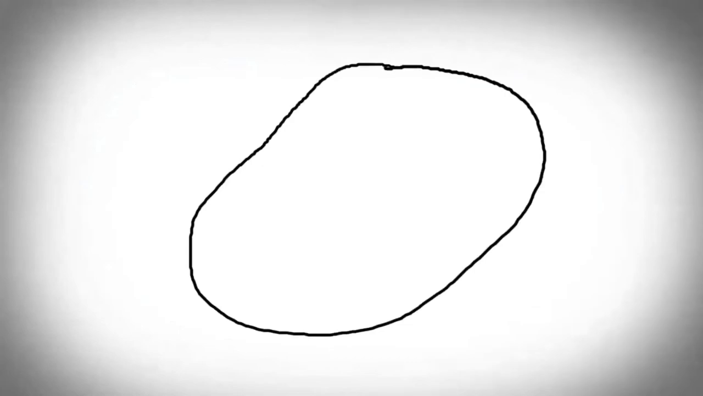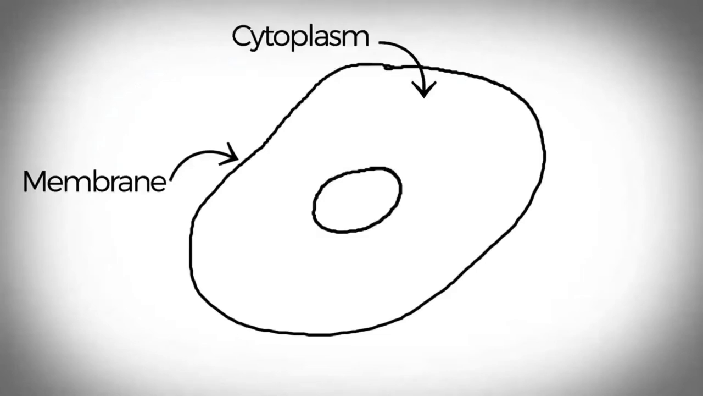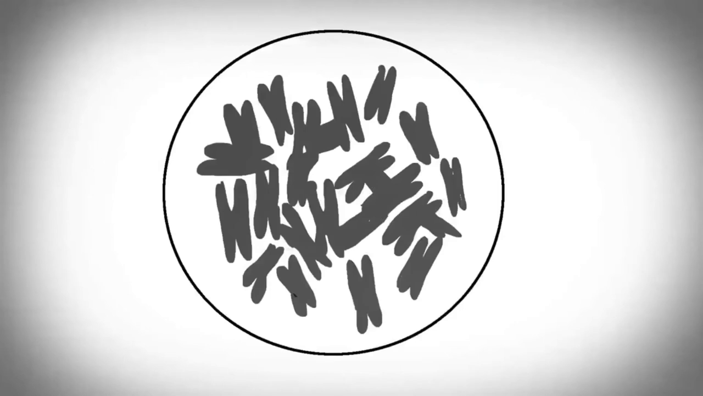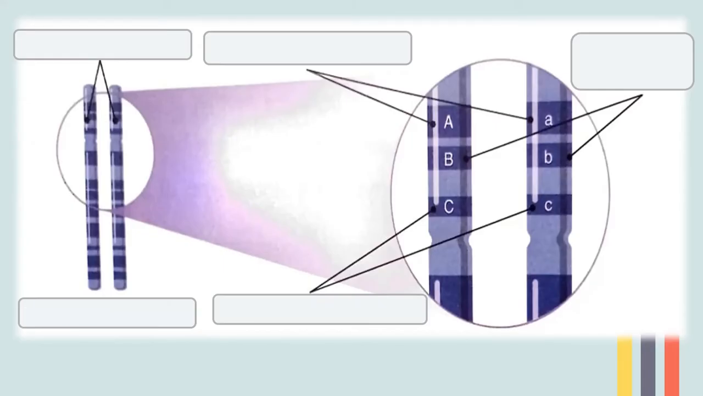Every cell has the same basic parts. The cell has an outer border called the membrane, which contains a liquid material called cytoplasm. In the cytoplasm is the nucleus, and inside the nucleus are chromosomes. Now in humans, each cell normally contains 23 pairs of chromosomes, for a total of 46 chromosomes. Let's have this as an example. We have a pair of chromosomes. We said that chromosomes are always in pairs.